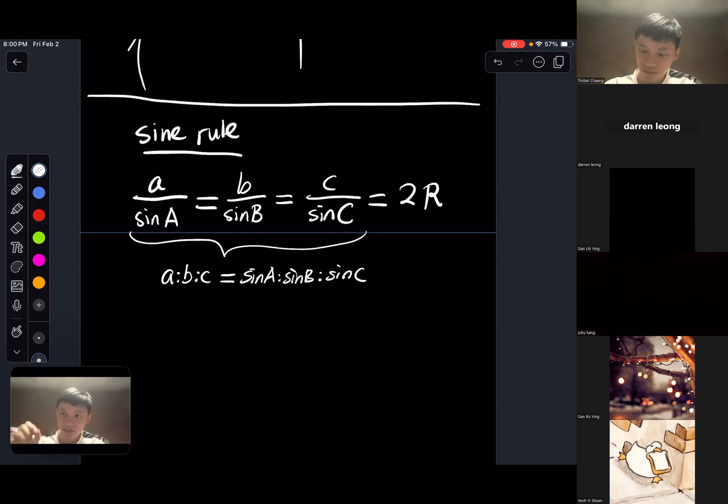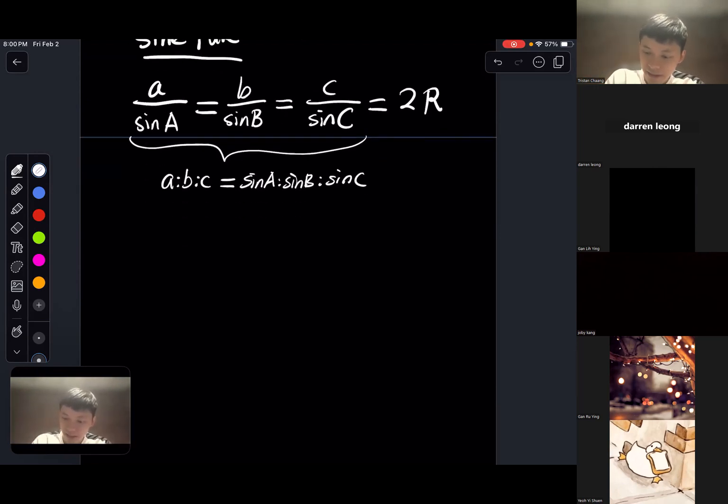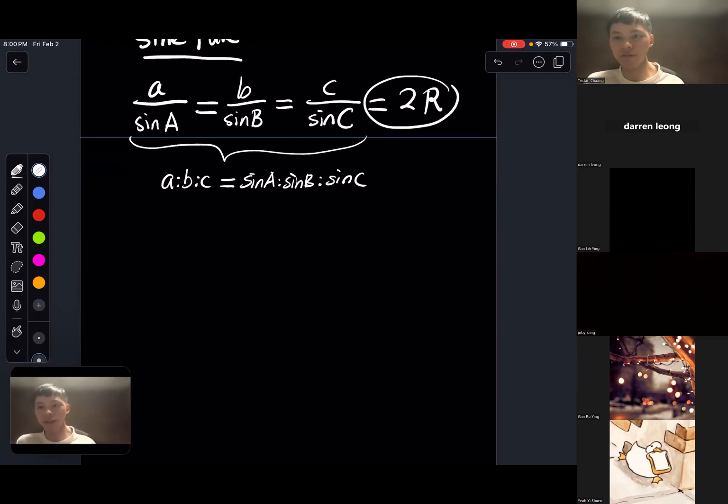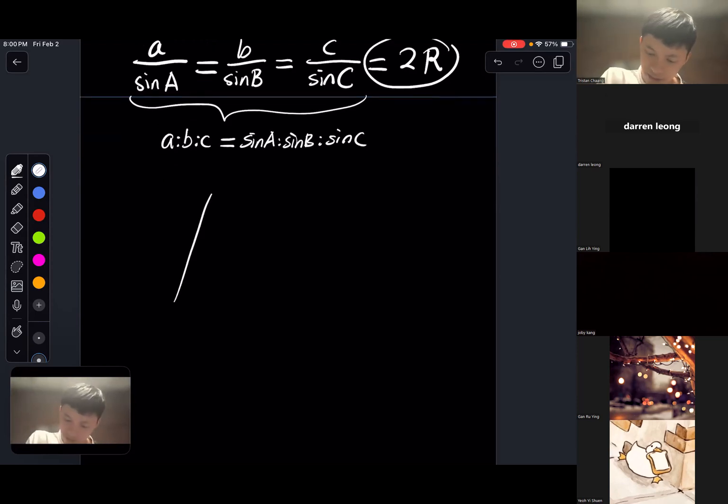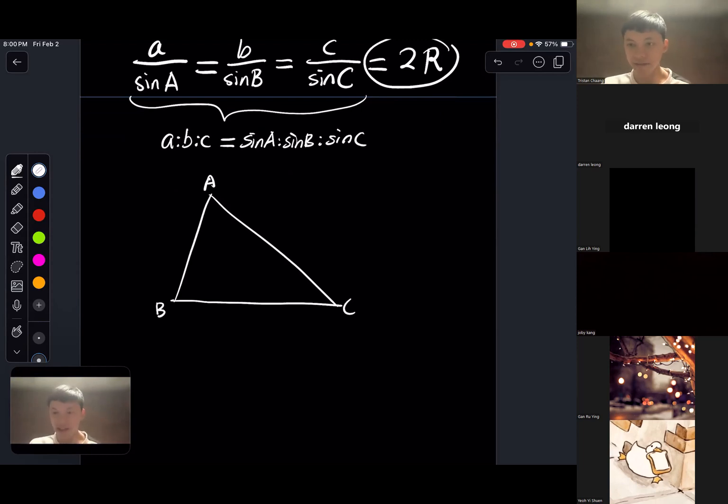Okay, so to prove this, we can use this clue, which is that all three of them are equal to this common quantity. So if you can prove that one of them is equal to this common quantity, then the other two would follow. So let's take a look at the triangle ABC. The side length BC is lowercase a, and this is angle A. However, we don't really have a right angle for us to use sine. We want to have sines.